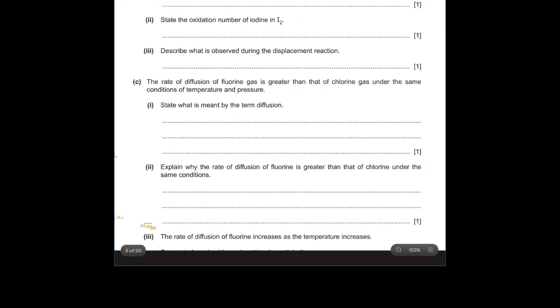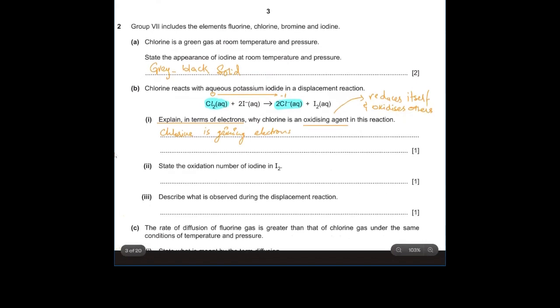State the oxidation number of aqueous iodine.